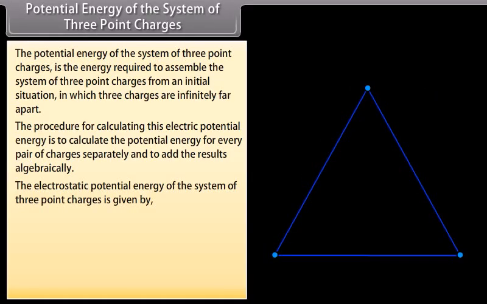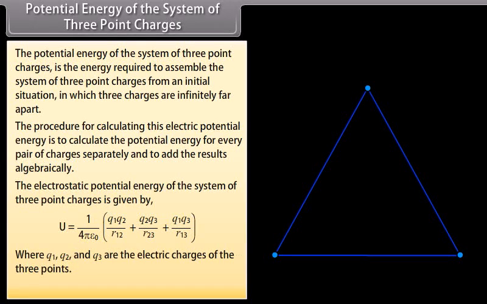The electrostatic potential energy of the system of 3-point charges is given by U = 1/(4πε₀) × (Q1Q2/R12 + Q2Q3/R23 + Q1Q3/R13), where Q1, Q2 and Q3 are the electric charges of the 3 points, and R12, R13 and R23 are their separation distances. Potential energy of an electric dipole in an external field.